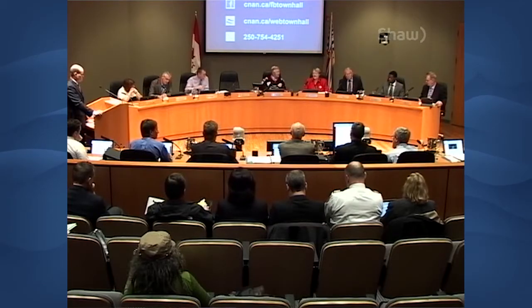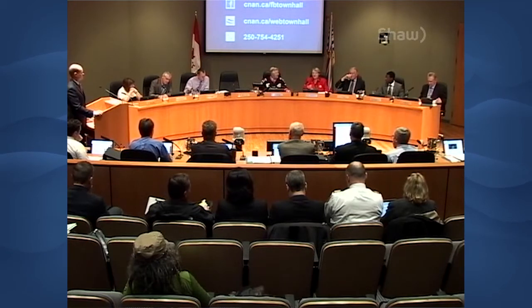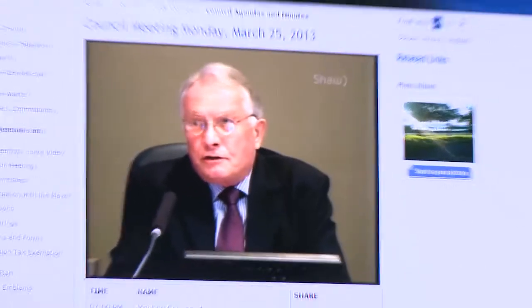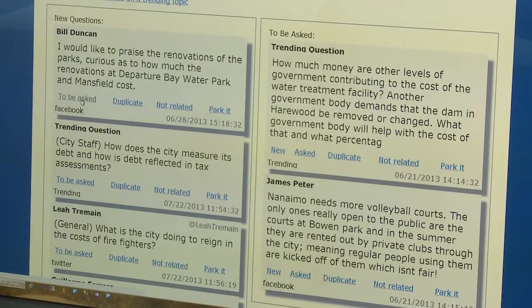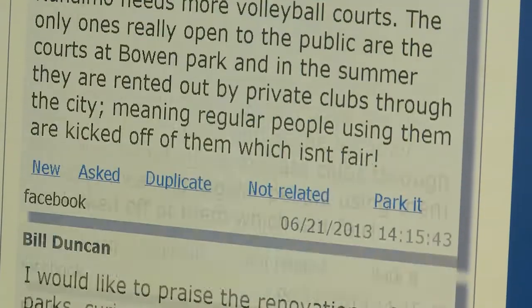The application has three components. One that we already had. We're already broadcasting the meetings live using Shaw TV, but also webcasting the meetings on our website. So the second part of the application was what we call a moderation application. The moderator, who will be one of the senior managers at the meeting, will not only receive those questions, but also classify those questions.